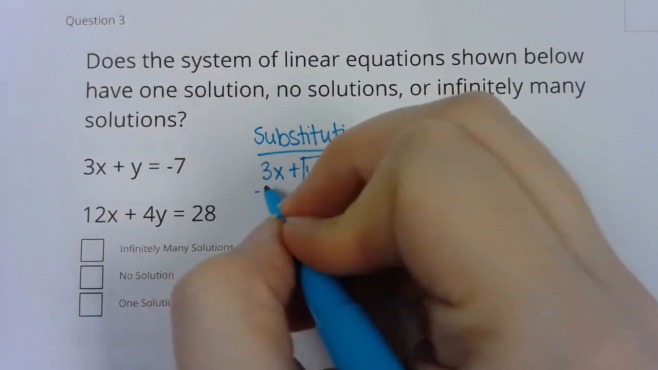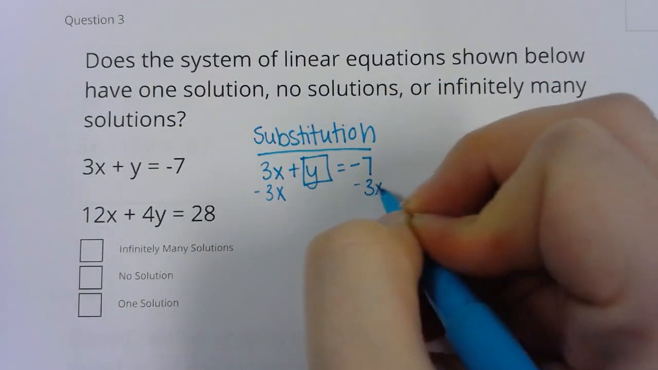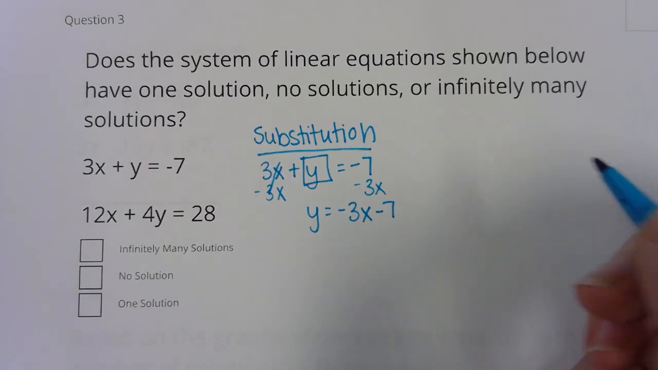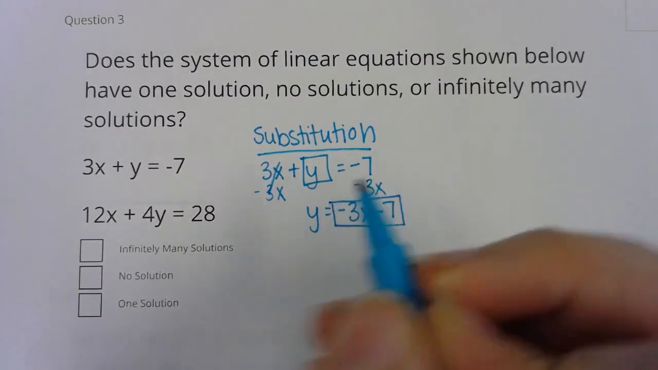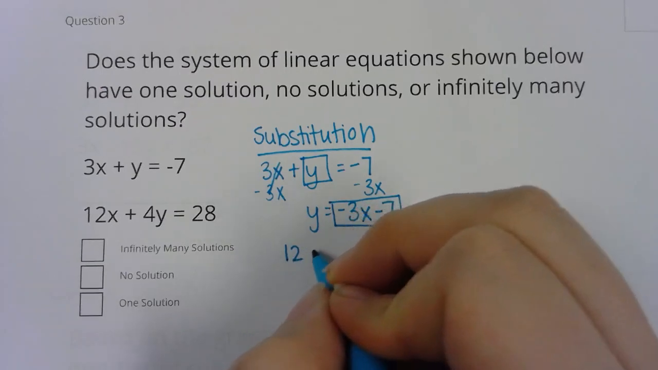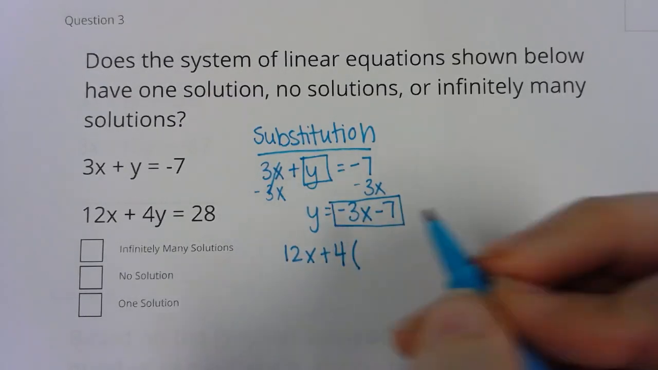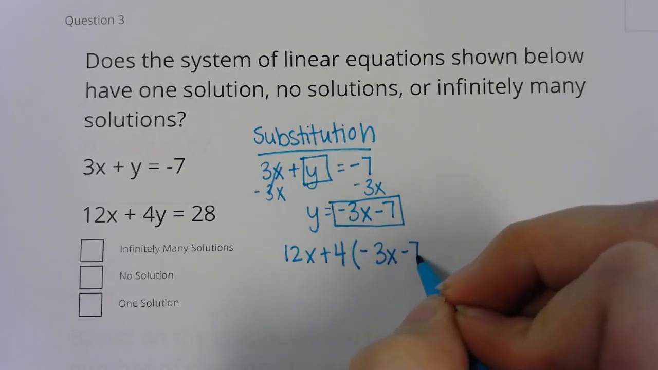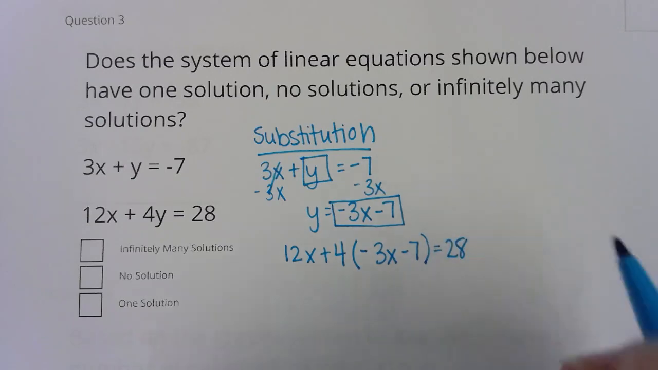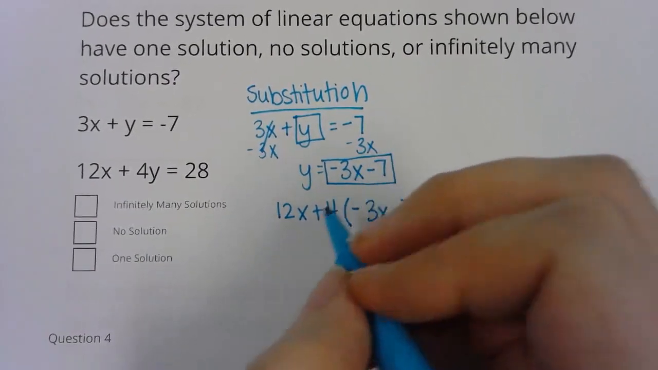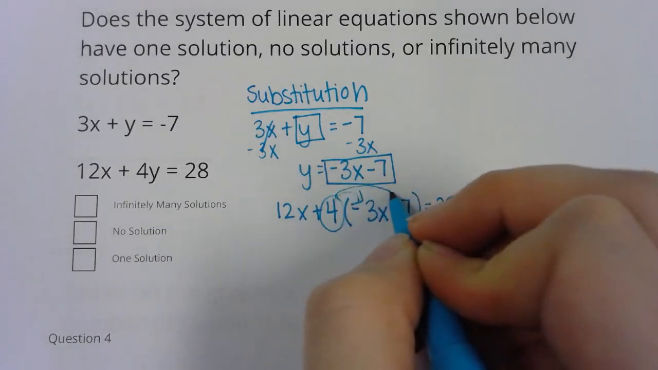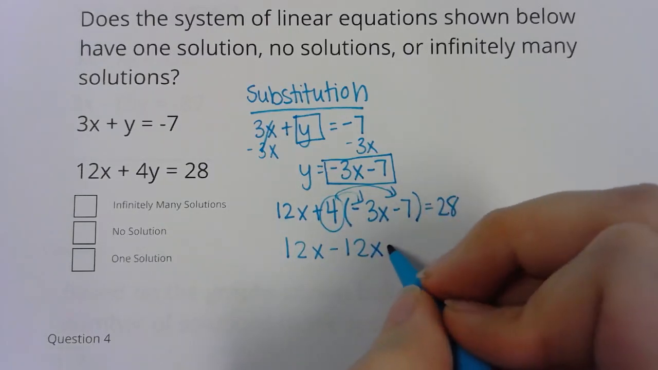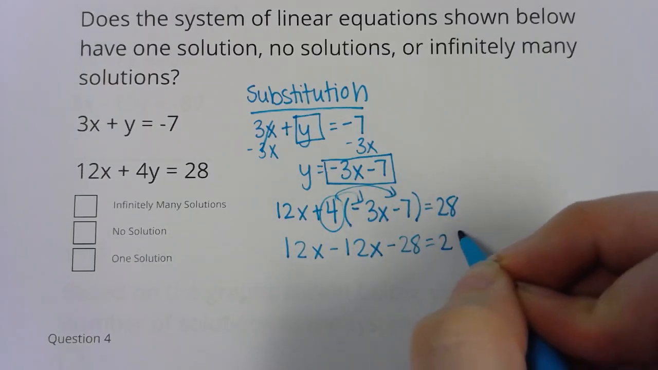So if I'm solving for y, I would subtract 3x from both sides. So y equals negative 3x minus 7. And then I'm going to sub this in the place of y in my second equation. So 12x plus 4 times, and instead of writing y, I'm going to write negative 3x minus 7 equals 28. So then I take the 4 and I distribute to both. I have 12x minus 12x. 4 times negative 7 is negative 28 equals 28.